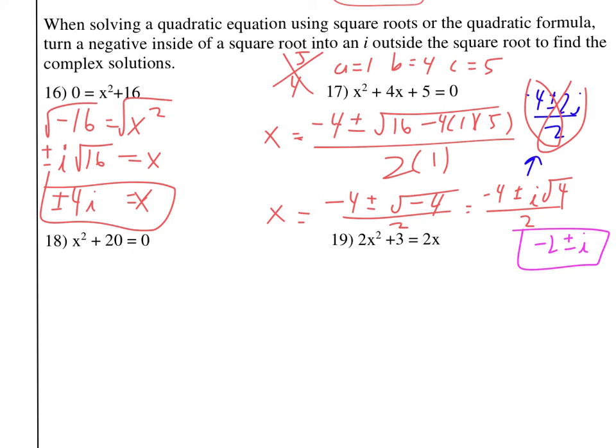All right, next up, number 18. We don't have a b value here, so I don't need to use the quadratic formula. Just going to move that over and then square root. So x equals plus or minus i times the square root of 20.